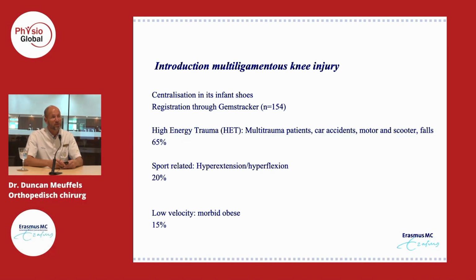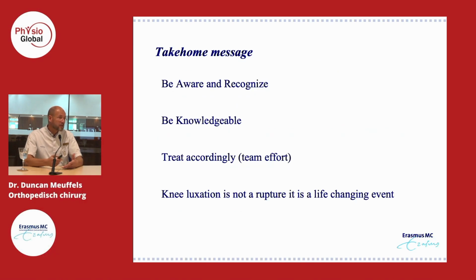Secondary, we see sports-related trauma, where it can be different kinds of injury patterns: hyperextension, hyperflexion, in valgus or in varus. And something that I think we see more often, but it's difficult to compare because we don't have numbers from the past, are low velocity accidents, and then especially in morbidly obese patients. We see about 6, 7, 8 of these a year, which are a difficult group to treat because of the extra comorbidity.